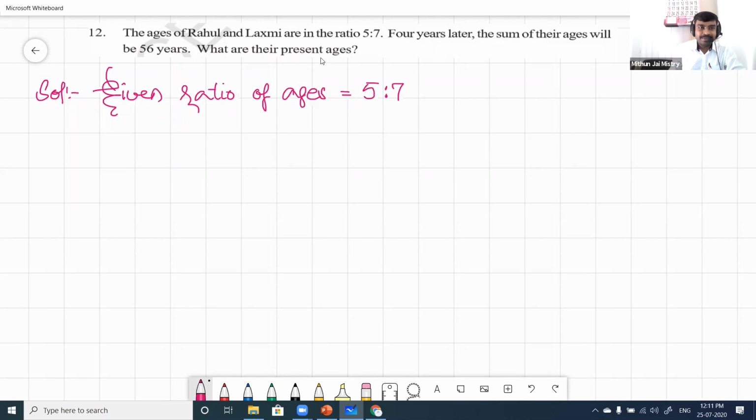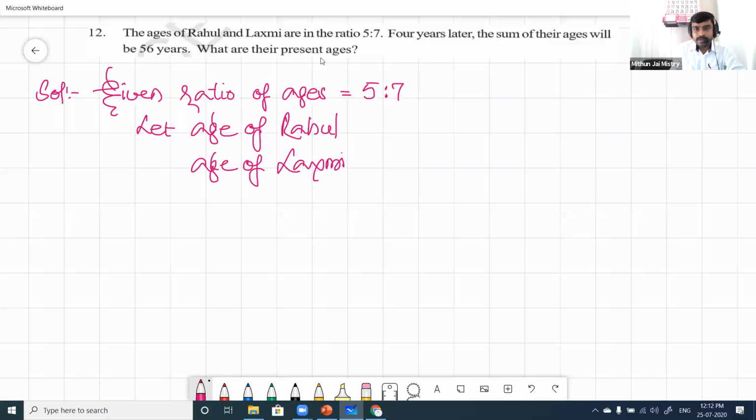So here, let me assume, let the age of Rahul, because finally we need to find the age of Rahul and the age of Lakshmi, right? Let's take the age of Rahul as 5x, and the age of Lakshmi as 7x. In between there was a colon. Please remember, there is a colon. So that 5:7 has become 5x and 7x, right? So the first line is over.